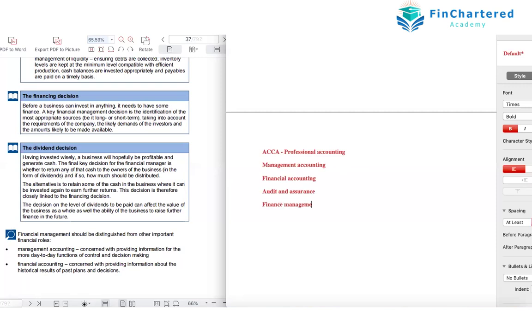Now, I just briefly mentioned what you will do in financial management. You're managing finances. You're looking at how to raise finance, how to invest finance, and how to treat the dividends or the profits. But now, in this section of the textbook, we're comparing financial management with management accounting and financial accounting. What does management accounting do?